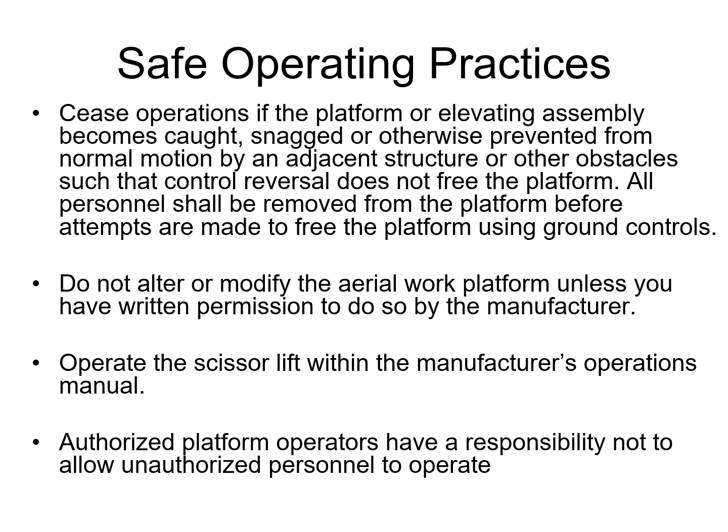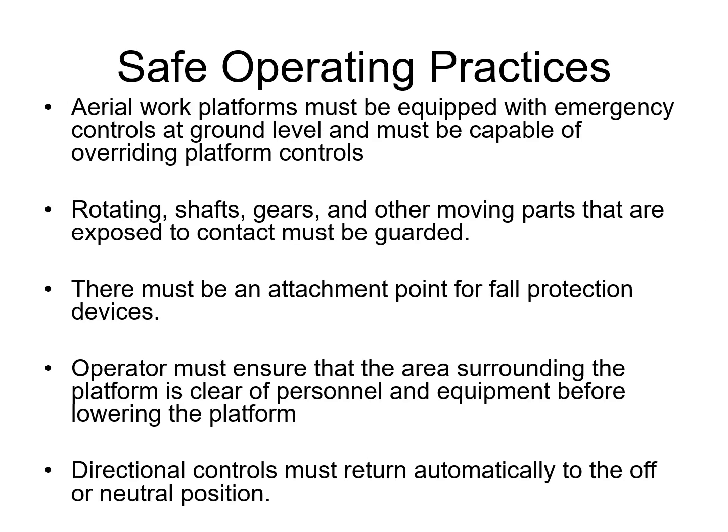Authorized platform operators have the responsibility not to allow unauthorized personnel to operate the scissor lift. Aerial work platforms must be equipped with emergency controls at ground level and must be capable of overriding platform controls. Rotating shafts, gears, and other moving parts that are exposed to contact must be guarded. There must be an attachment point for fall protection devices.